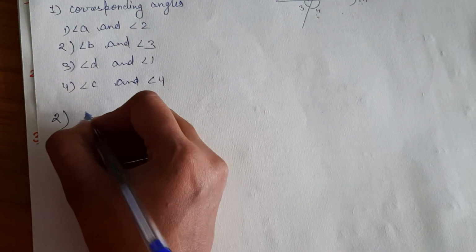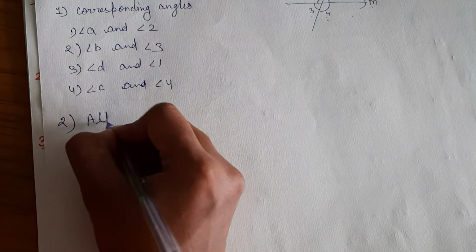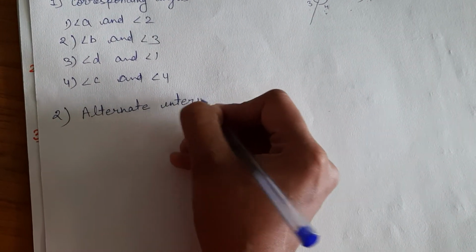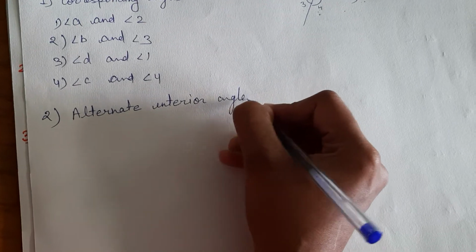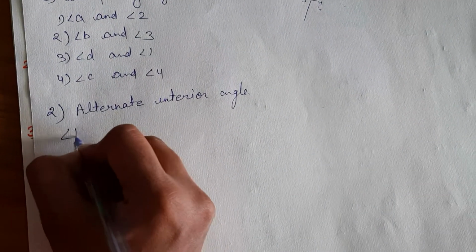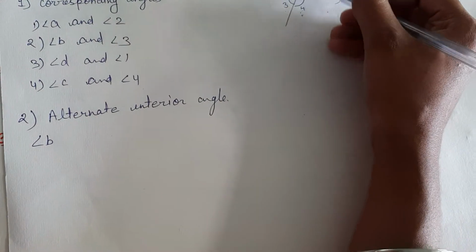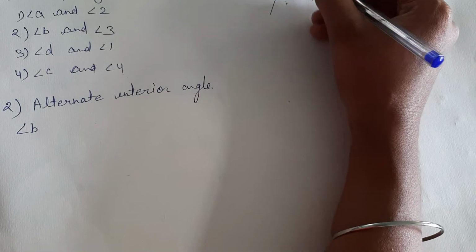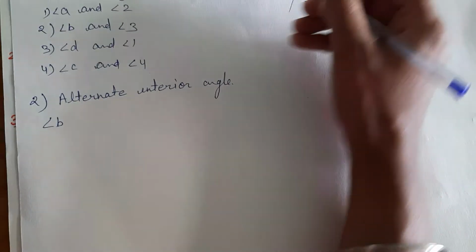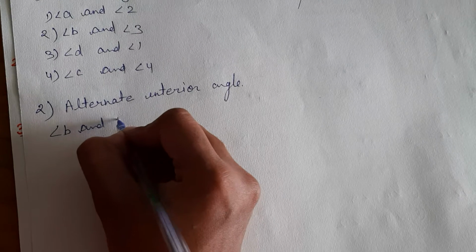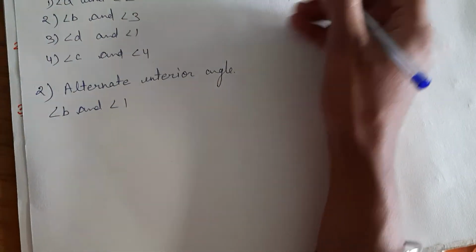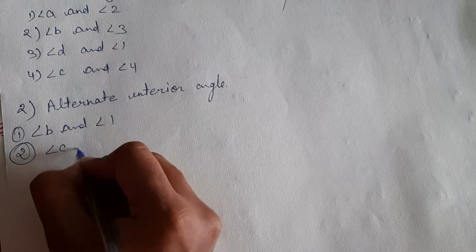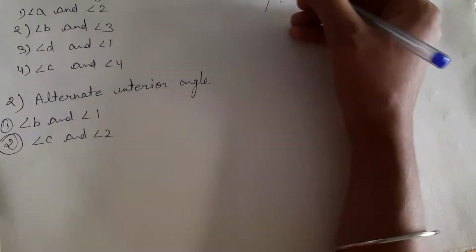Okay, next one, if the question is alternate interior angles, what is it? If I am taking angle B, interior means we are talking about the angles inside of these two lines. So first angle B, alternate means we are taking the opposite side. So what comes opposite angle B? Angle 1. Angle B and angle 1 are alternate interior angles. Same as that, in the second, what will we take? Angle C and angle 2. These are the alternate interior angles.